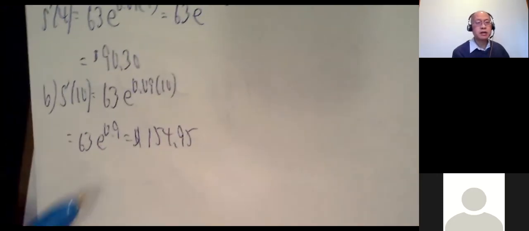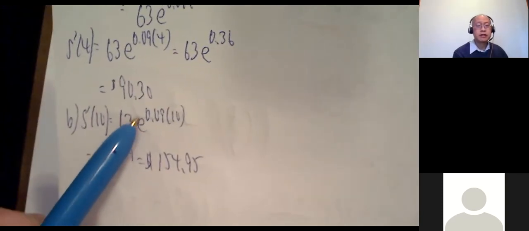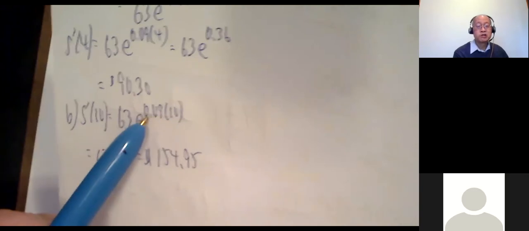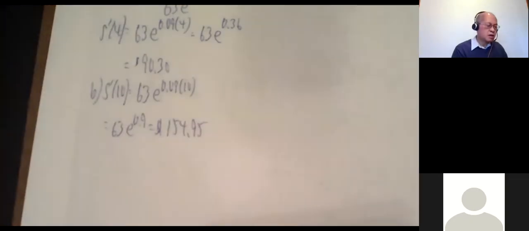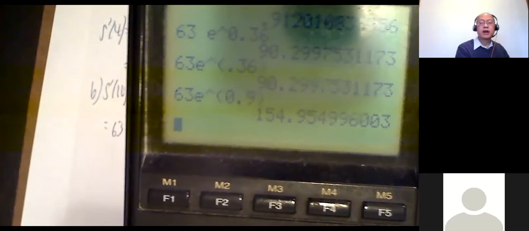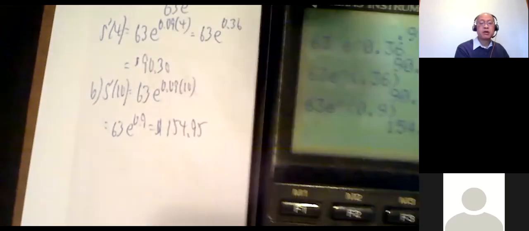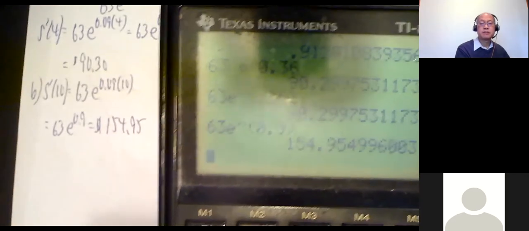Okay, finally B, and then I'm done. S prime of 10, plug in 10. So 63 e to the 0.09 times 10. 0.09 times 10 is 0.9. 63 e to the 0.9 is 154.954. So round to the nearest penny, $154.95.